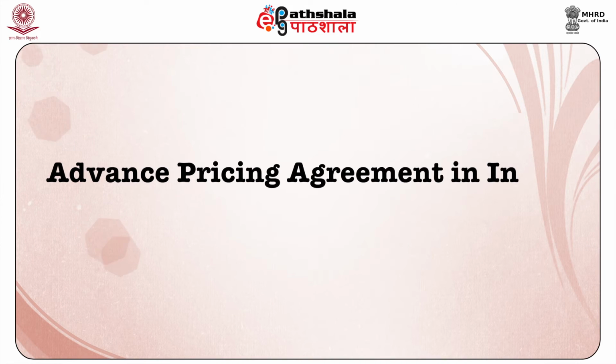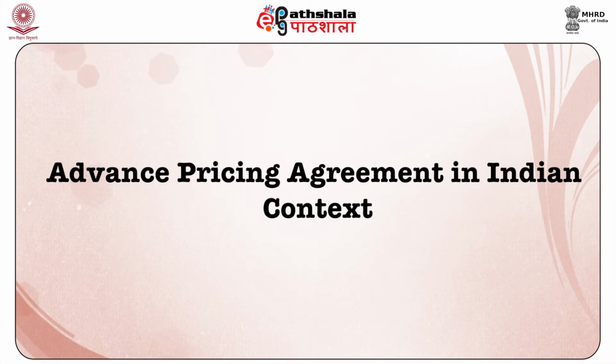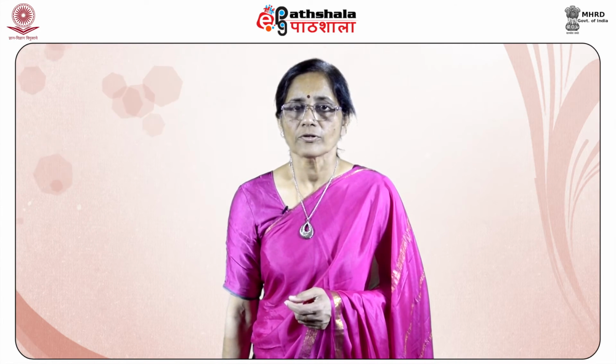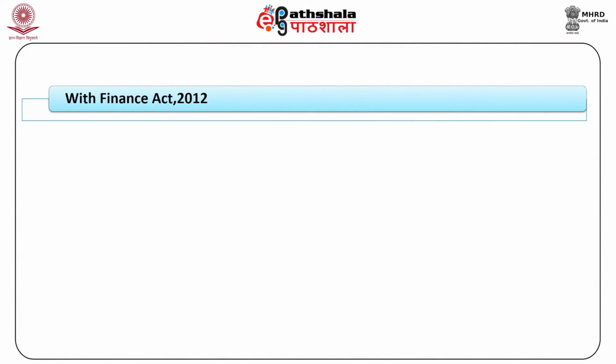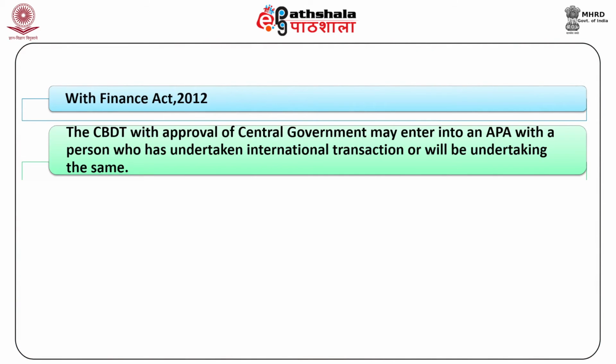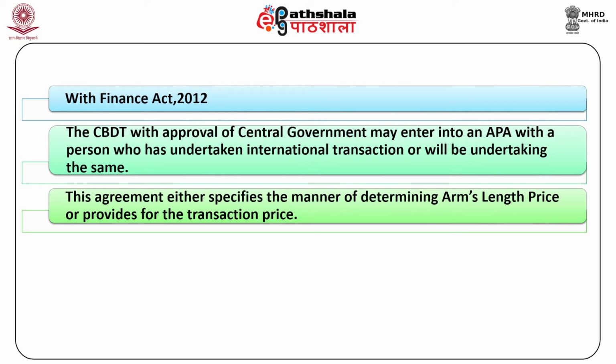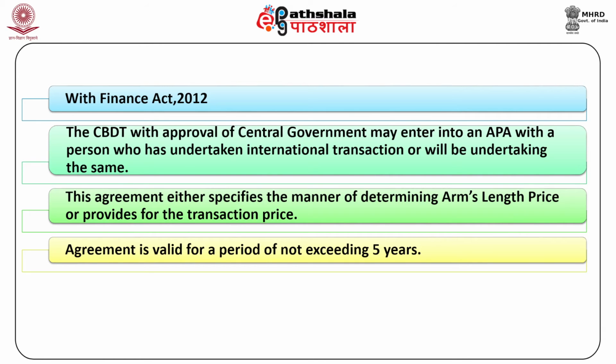Then we have the Advance Pricing Agreement in the Indian context. This consists of, first, the Finance Act 2012. Secondly, the CBDT with approval of the central government may enter into an APA with a person who has undertaken an international transaction or will be undertaking the same. Third, this agreement either specifies the manner of determining arm's length price or provides for the transaction price. Fourth, the agreement is valid for a period not exceeding 5 years.